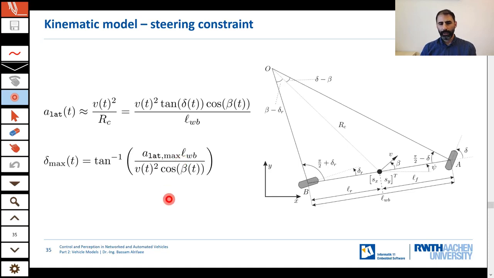If we say this model isn't fine for huge lateral acceleration, then we can define a maximum lateral acceleration, for example g over 2, which is almost 5 meters per second squared. Then it's fine. You can use this equation as a constraint to consider the limitations of the model. So what we lose by using the assumptions, we can consider in the model using constraints. The same holds for the other models.